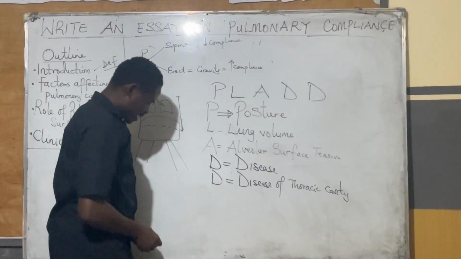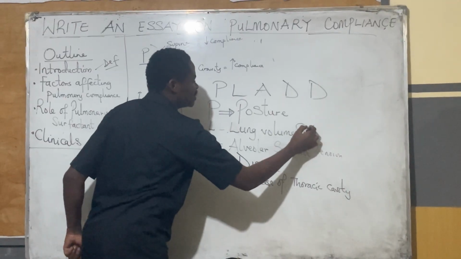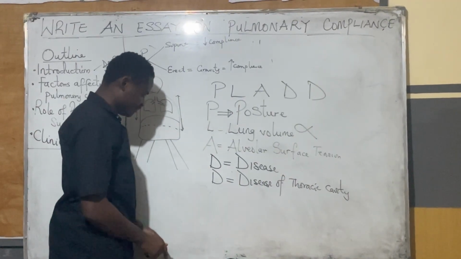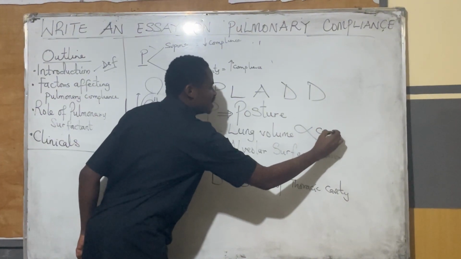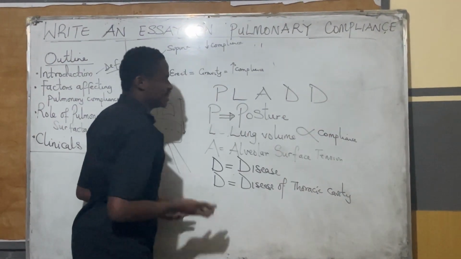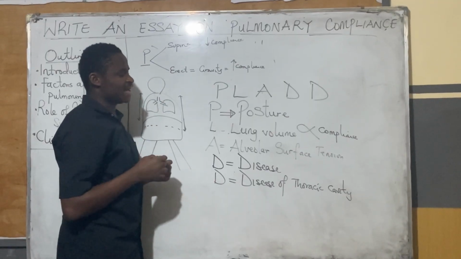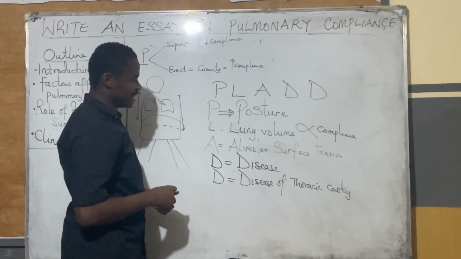All right. Now, for lung volume, it is directly proportional. Lung volume is directly proportional to compliance. So this means that as we increase lung volume, there's an increase in compliance. As we decrease lung volume, there's a decrease in compliance.